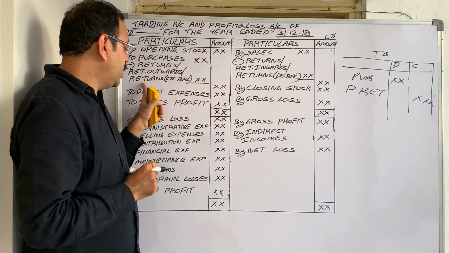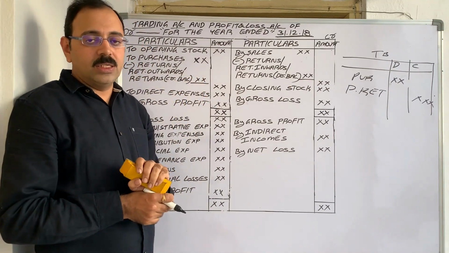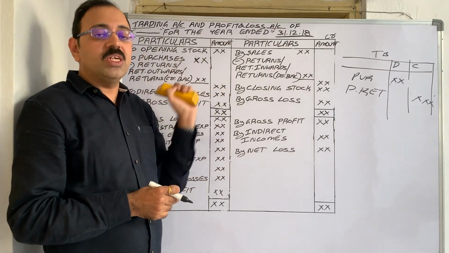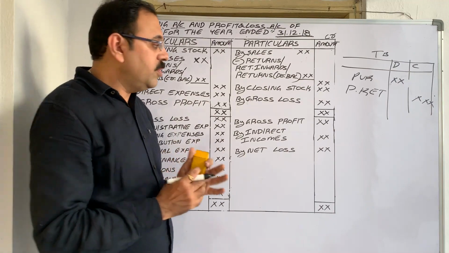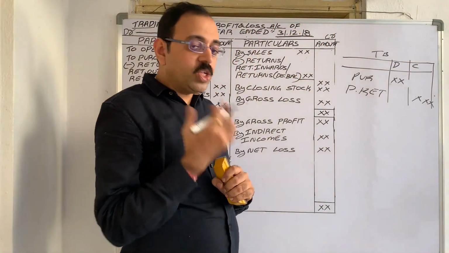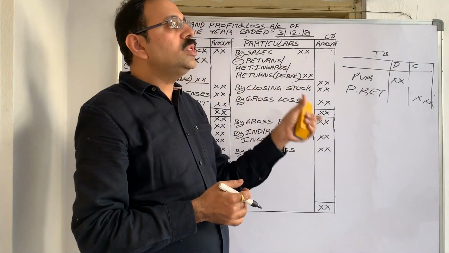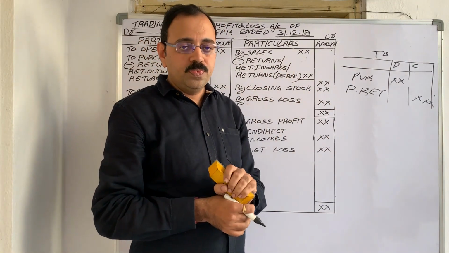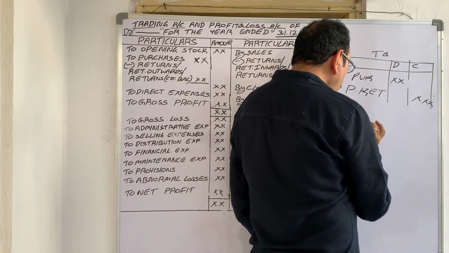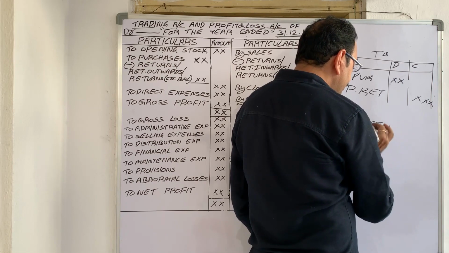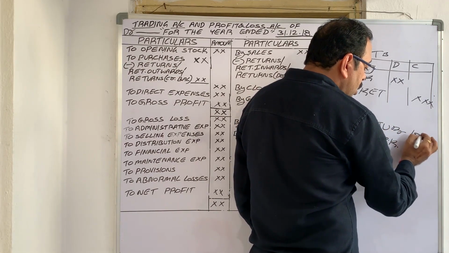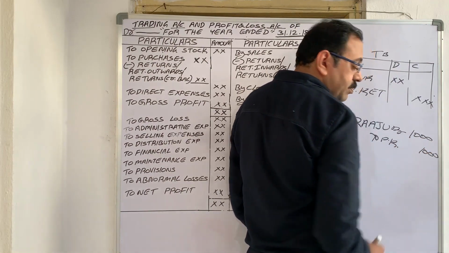Sometimes he gives it like this, returns credit balance. What is the meaning of this? Returns credit balance means purchase returns. Why? For purchase returns, what is the journal entry? One should recollect. For example, goods are returned to Raju. The entry will be Raju account debtor to purchase returns. Assume the amount is 1000.